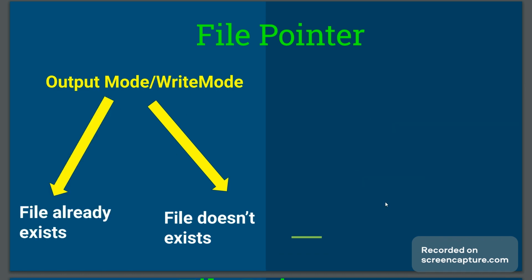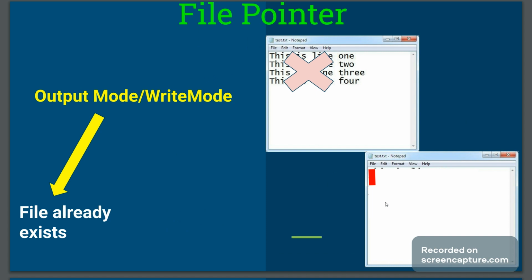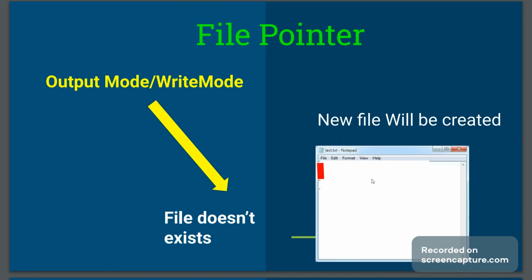Now suppose we want to open the file in the output mode or write mode. Again there are the same possibilities. If we are opening the test.txt file in the output mode or write mode, and that file already exists with few contents in it, then the previous contents will be deleted and the file pointer will be at the first place for writing from the zeroth position with a fresh start. Second possibility, if that file does not exist, a new file will be created and the file pointer will be at the first position, the zeroth position, for fresh writing.